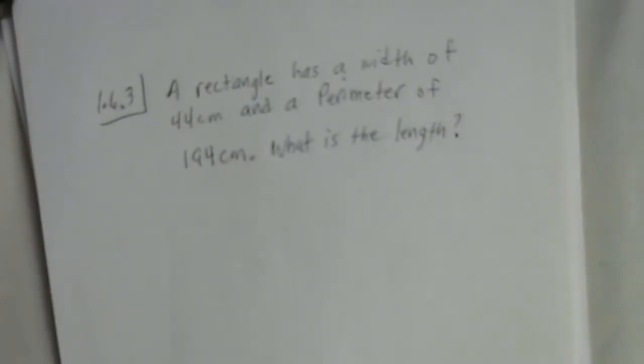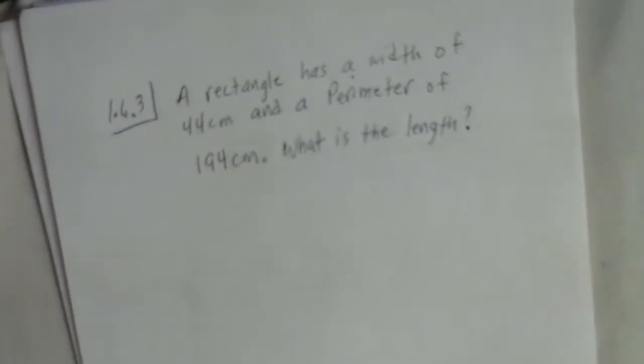All right, a rectangle has a width of 44 centimeters and a perimeter of 194 centimeters. What is the length? All right, so just to give everyone a second to write that down.